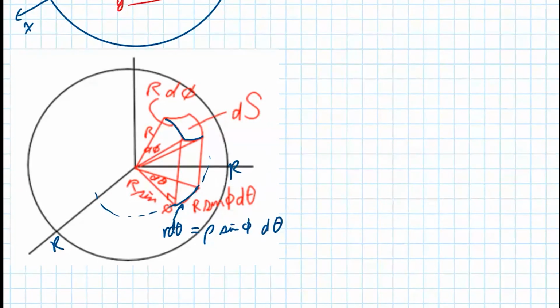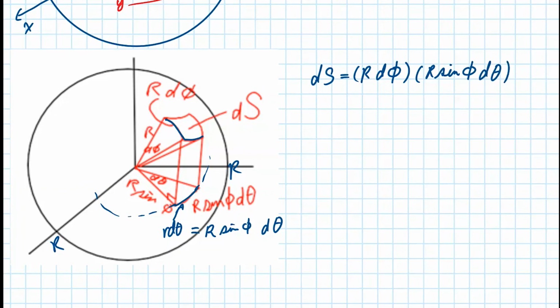But then we are not calling this rho, this is constant, we are just calling it capital R, aren't we? So our dS is R d phi times R sine phi d theta. Are we good? Are we good or not? Okay.